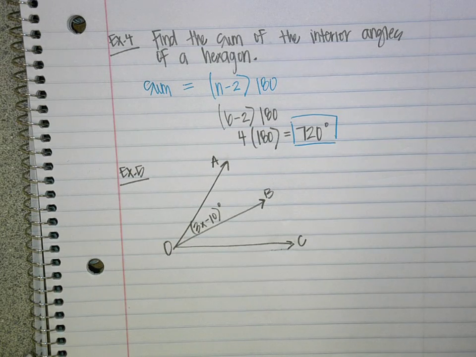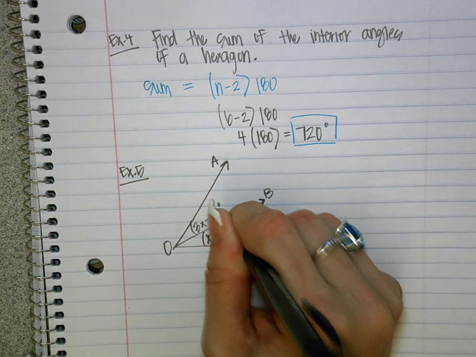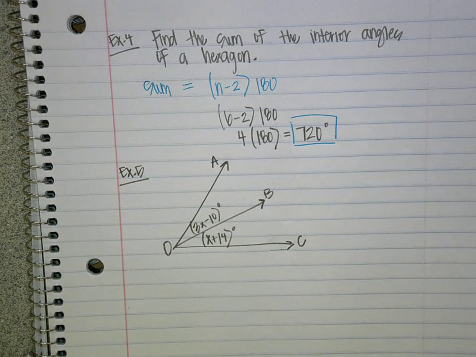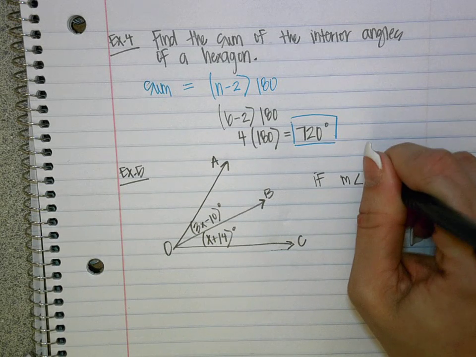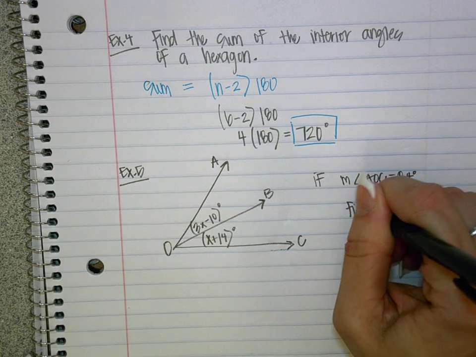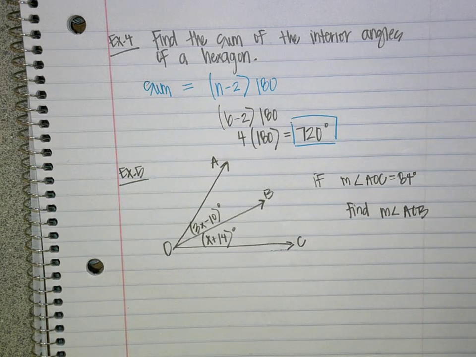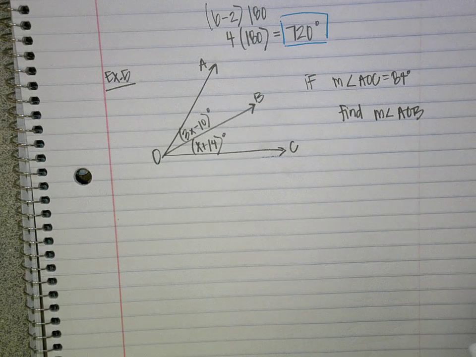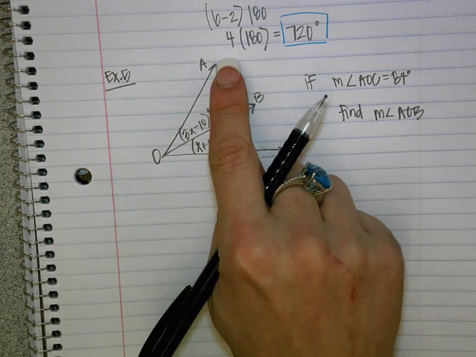And BOC is equal to x plus 14 degrees. If I tell you the measure of angle AOC is equal to 84 degrees, find the measure of angle AOB. So AOC is equal to 84 degrees, and I want you to find AOB. So AOC is this whole thing.